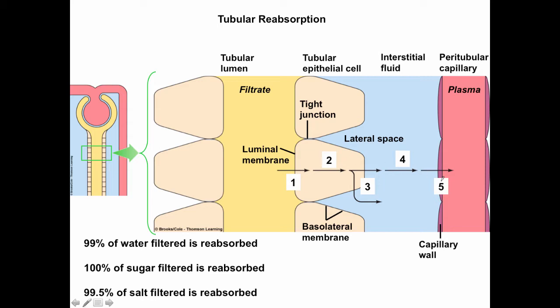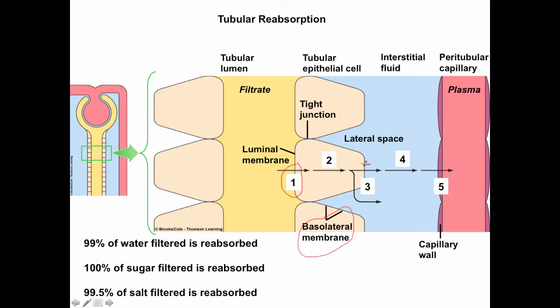So these numbers represent spaces that need to be crossed in order for something to be reabsorbed, in order to move from the tubular lumen into the peritubular capillary. So the first barrier is what we call the luminal membrane of the tubular cell. Okay, so the luminal membrane has to get crossed. Then number two, that substance has to diffuse across the interior of the cell. And then number three, it has to cross what's called the basolateral membrane.